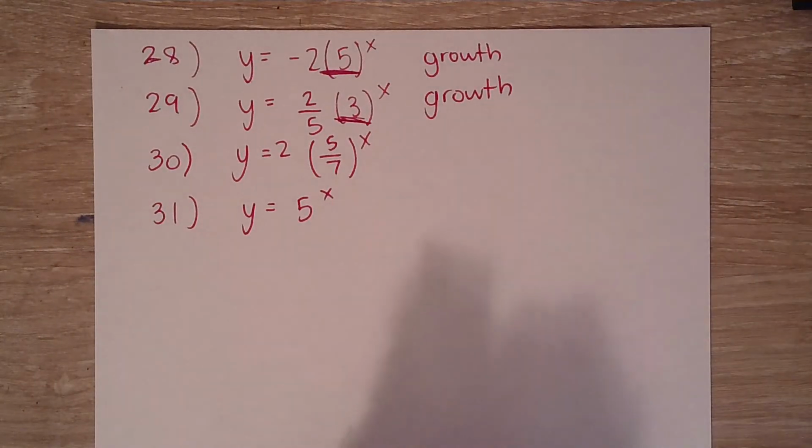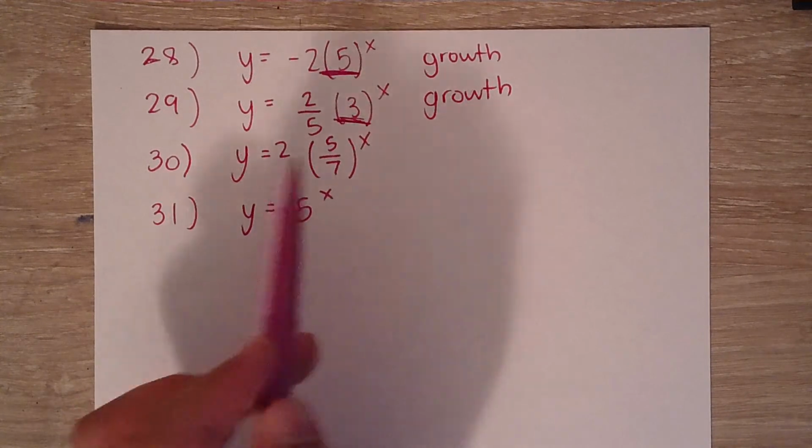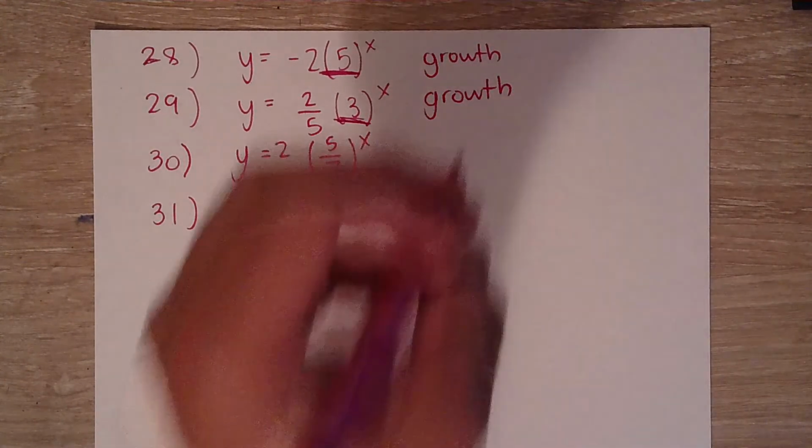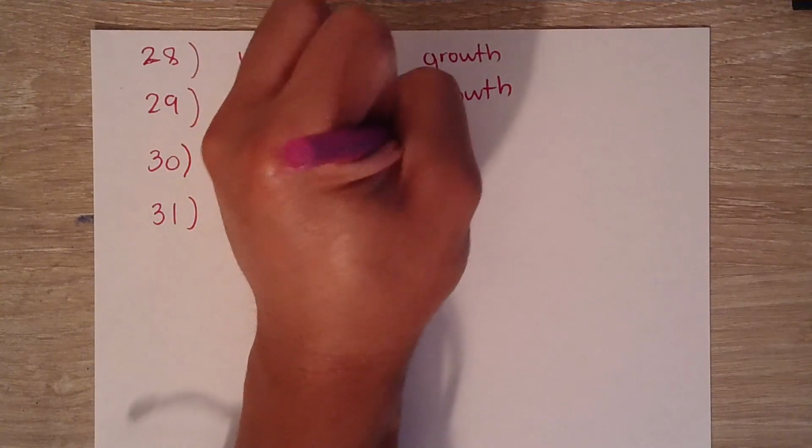Looking at our base, we don't care that this is a 2. We only care about our fraction, 5 divided by 7. If we keep multiplying a fraction, and multiplying a fraction, and multiplying a fraction, we're going to get less and less and less. So that's going to be decay.